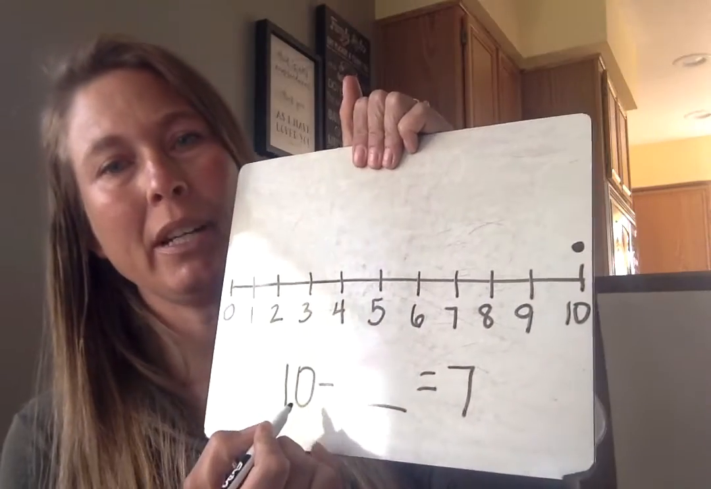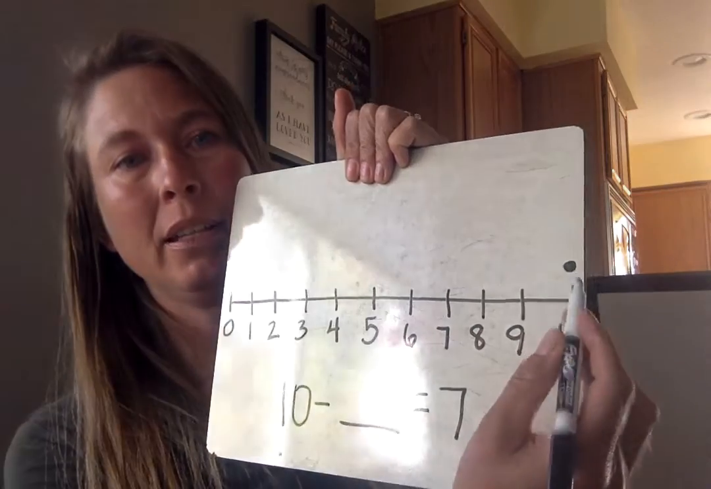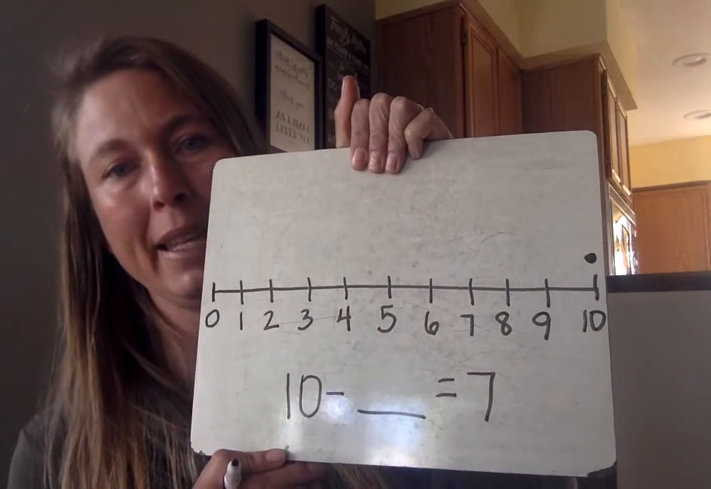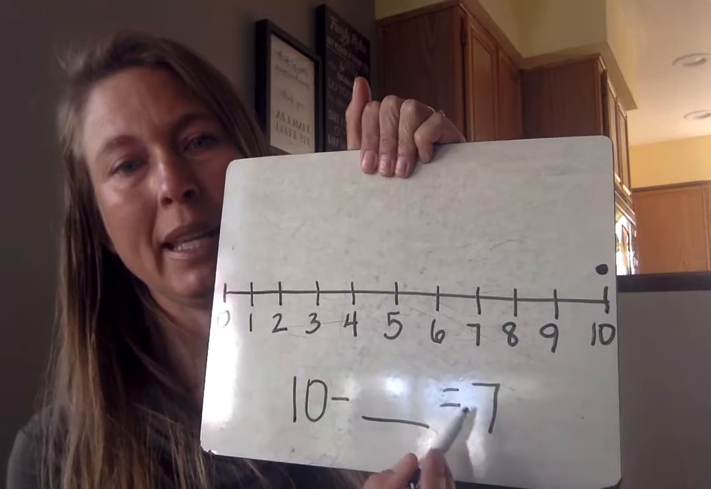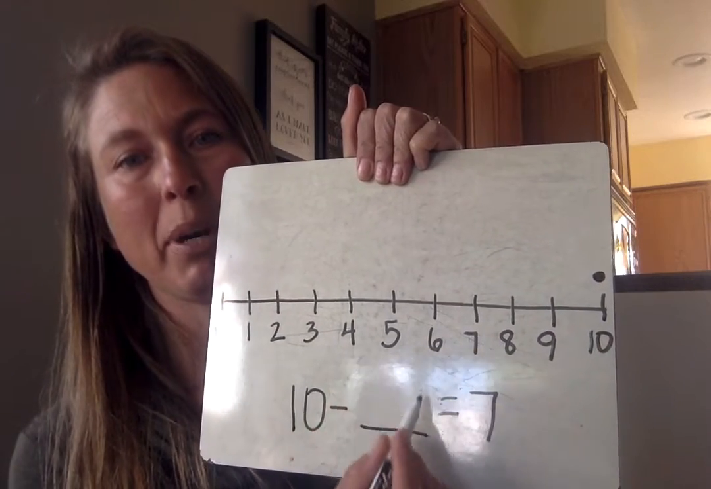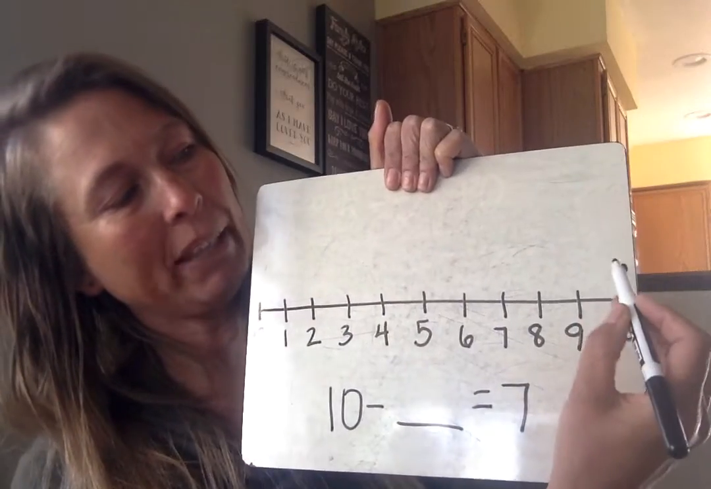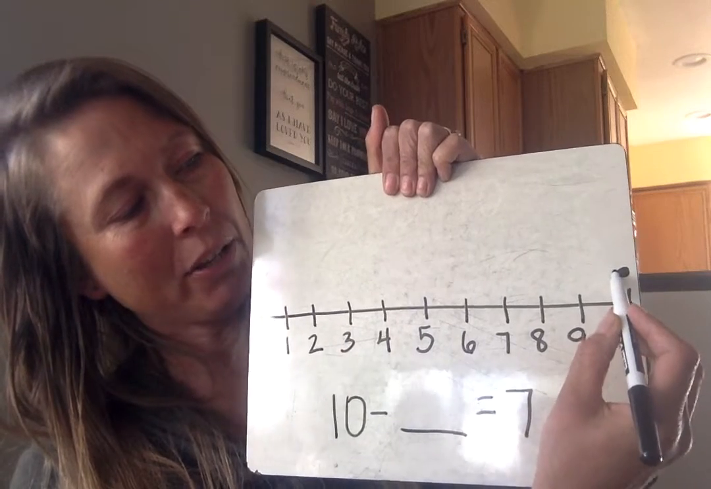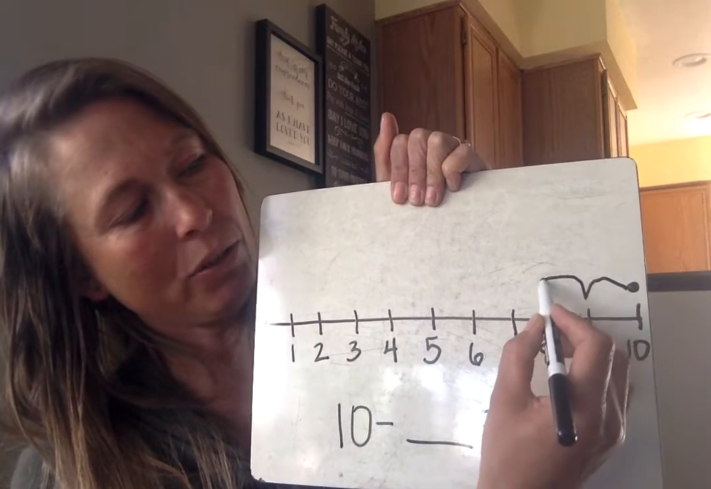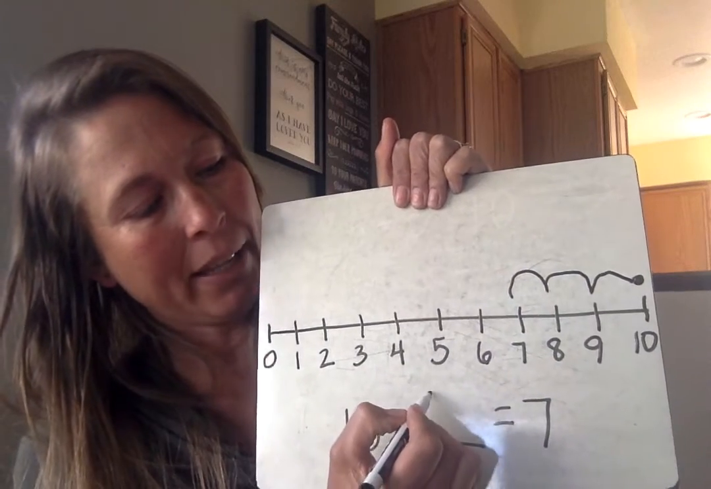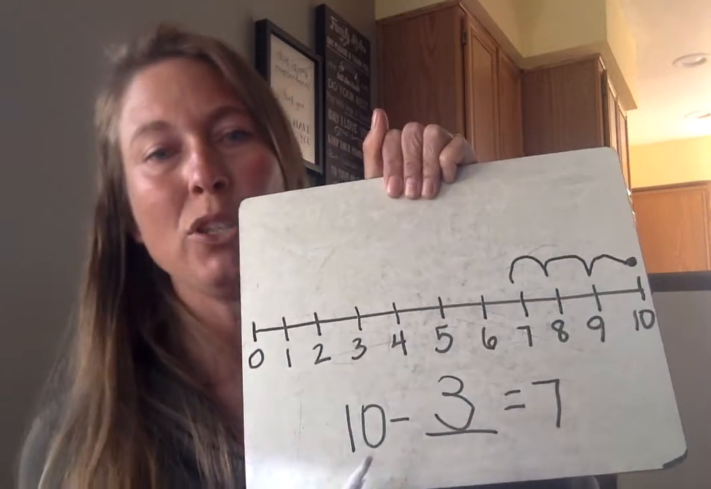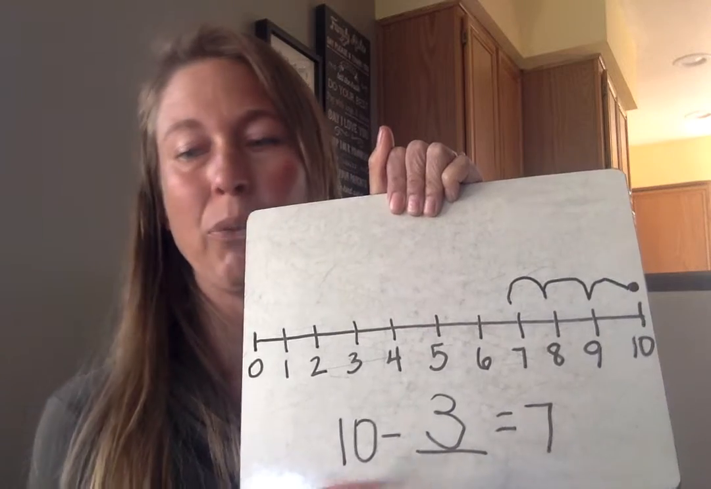So we know that we start at 10. So I put a dot on the number line on 10. And so I need to see how many I'm going to go backwards to get to 7, and that's going to give me that missing part right there. So let's make sure we count our jumps. So I'm going to say 1, 2, 3. Oh, I realize I'm already at 7. So I did 3 jumps. So my missing part would be 3.